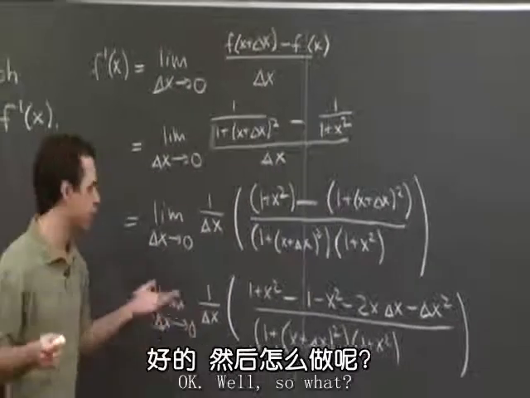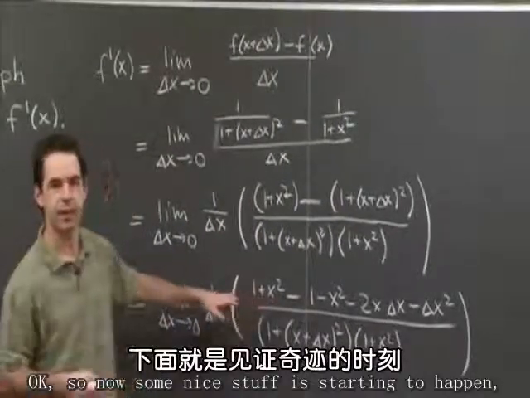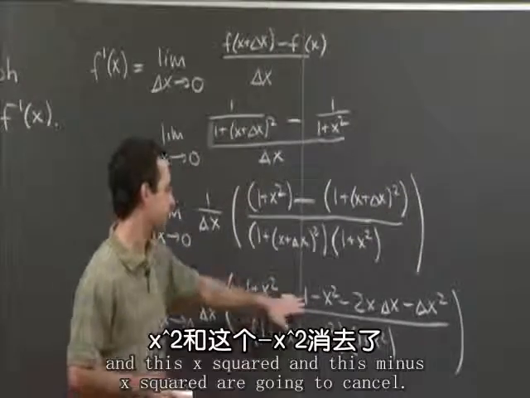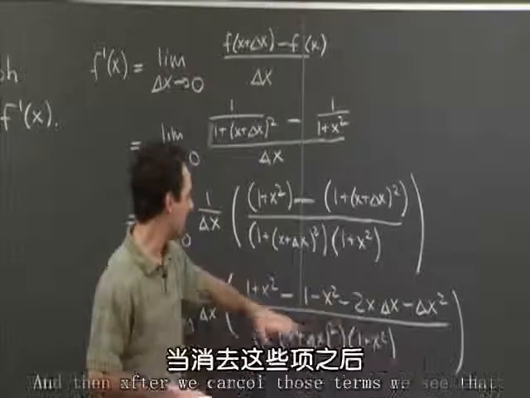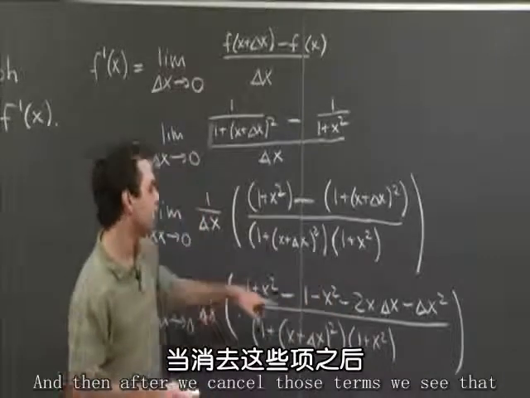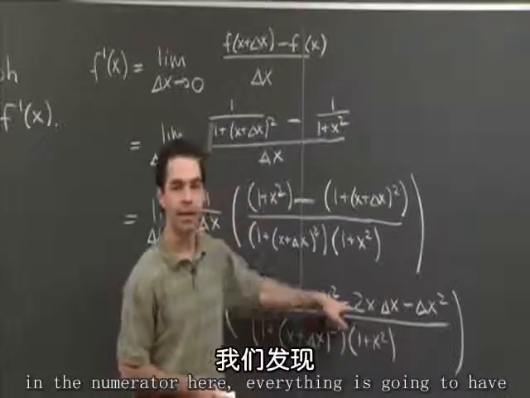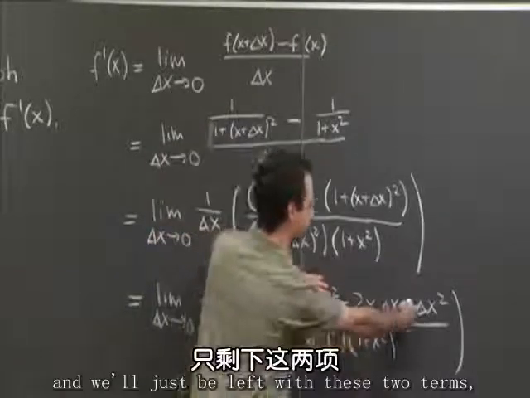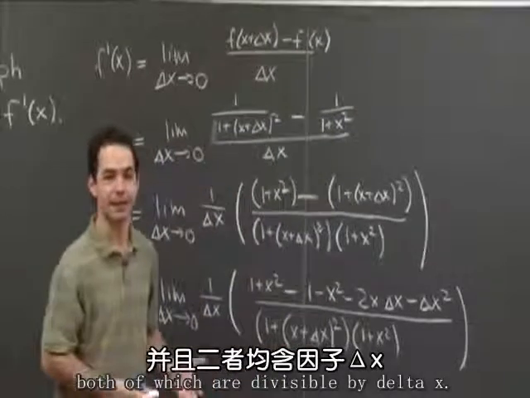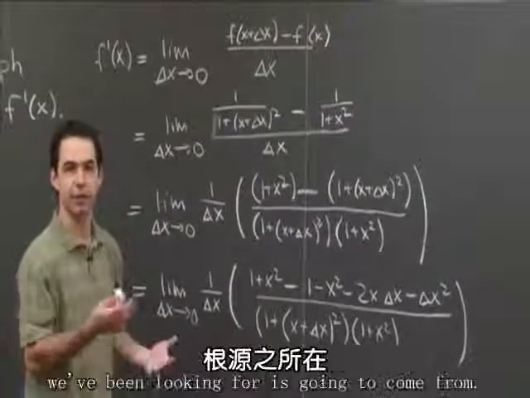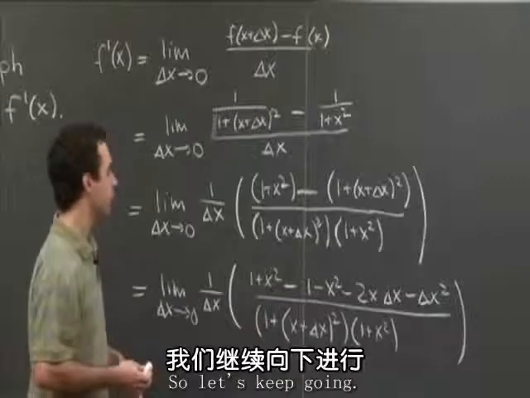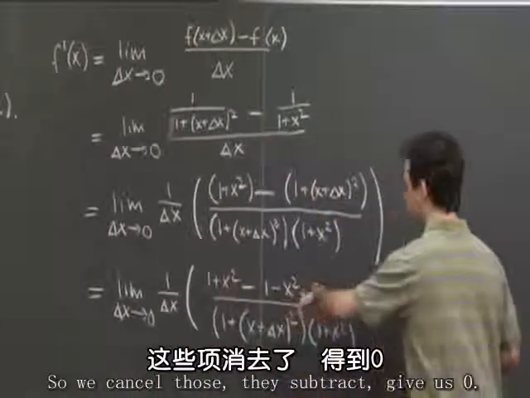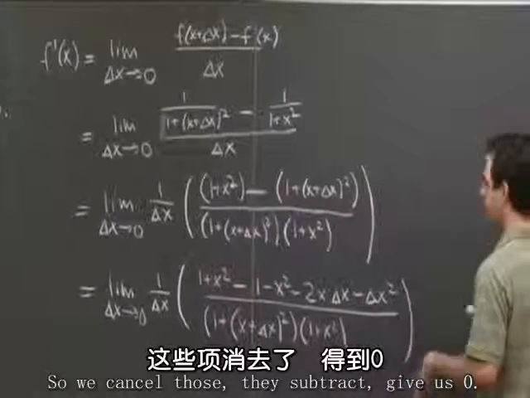OK, well, so what? Now some nice stuff is starting to happen, which is this 1 and this minus 1 are going to cancel, and this x squared and this minus x squared are going to cancel. And then after we cancel those terms, we see that in the numerator here, everything is going to have a factor of delta x, right? These four are going to cancel, and we'll just be left with these two terms, both of which are divisible by delta x. So that's where this cancellation we've been looking for is going to come from. So let's keep going. So we cancel those. They subtract, give us 0.